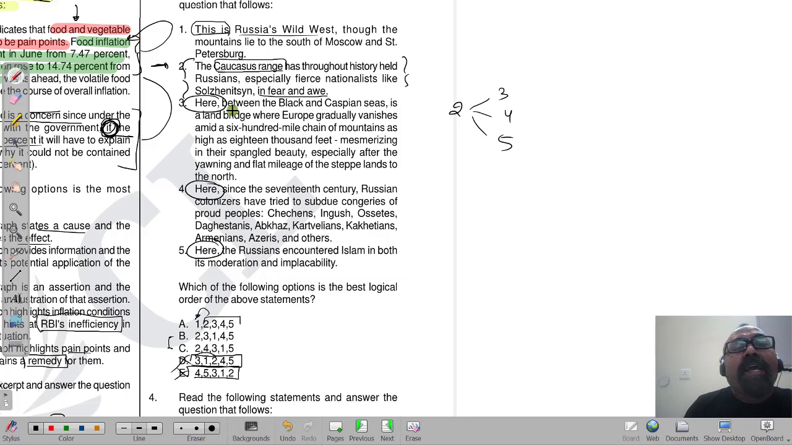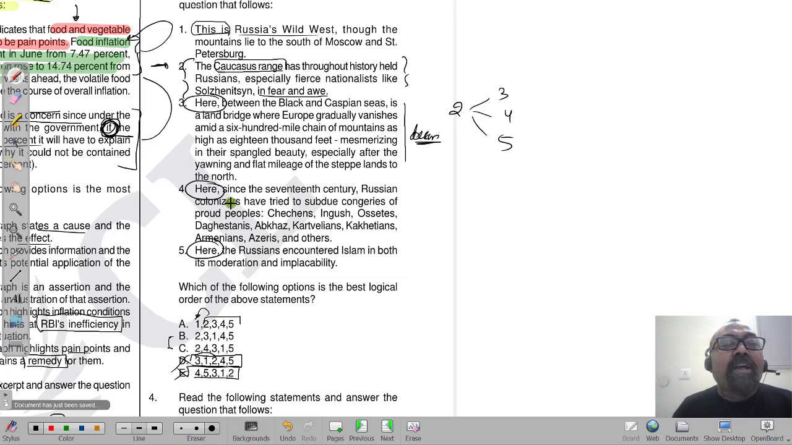Let's look at 3. Here between the Black and Caspian Seas is a land bridge where Europe gradually vanishes amid a 600-mile chain of mountains as high as 18,000 feet, mesmerizing in their spangled beauty, especially after the yawning and flat mileage of the steppe land to the north. So if you actually look at number 3, it's explaining or describing the land, the region. This is describing the region. This is about that region.